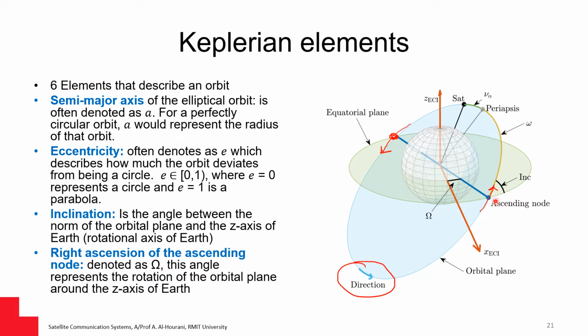So the angle that is formed between the ascending node and the reference x-axis of the ECI frame is called the right ascension of the ascending node. Why is it right? Because it's going to the right direction. It's usually denoted as omega. So note that this is a rotation along the z-axis, of course.